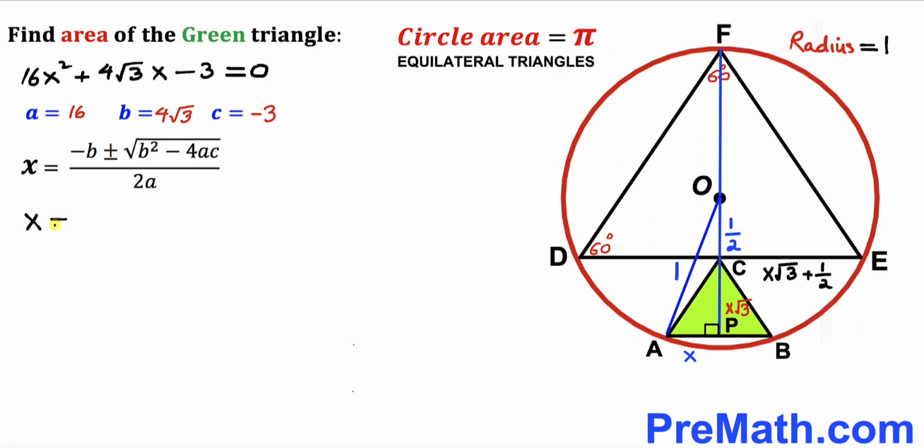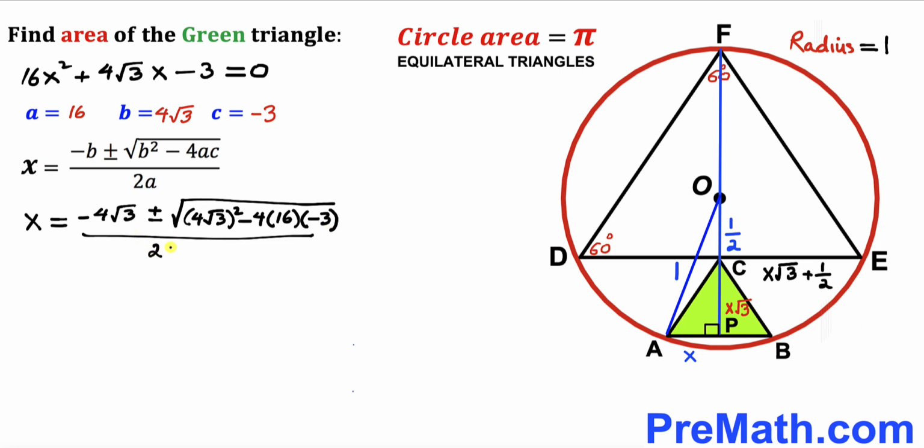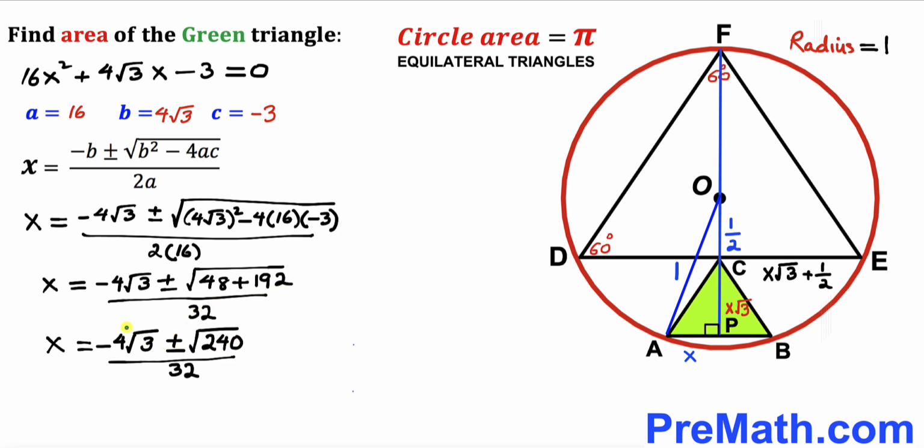So x is going to be equal to minus b, which is 4 times square root of 3, plus or minus the square root of b, in our case 4 times square root of 3, whole square, minus 4 times a, which is 16, and c, which is negative 3, all over 2 times a, which is 16. And if we simplify this thing, we end up with negative 4 times square root of 3 plus or minus, and this whole thing has been simplified to square root of 240.